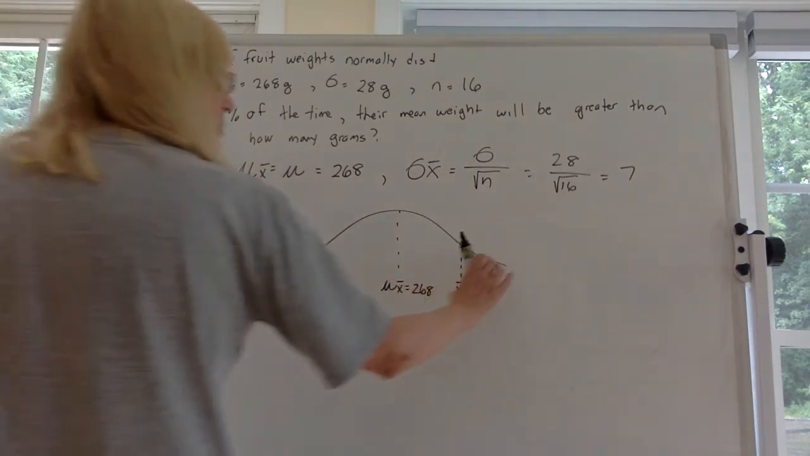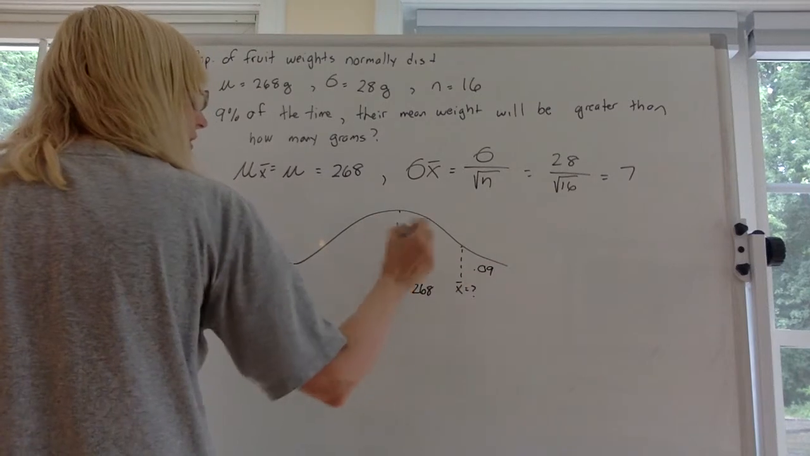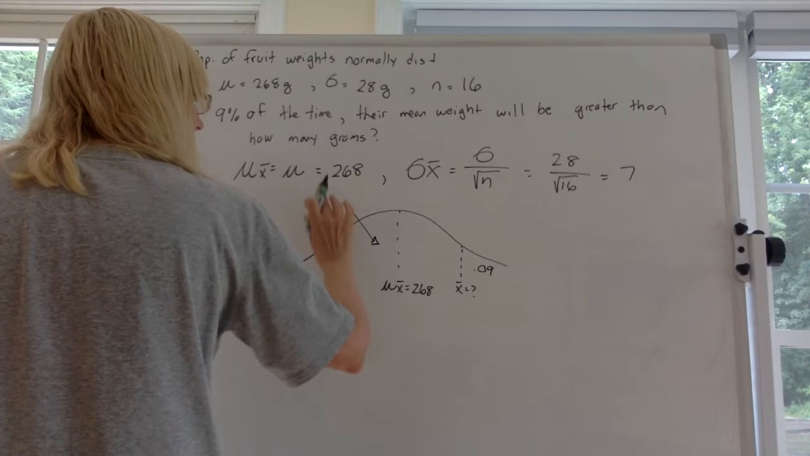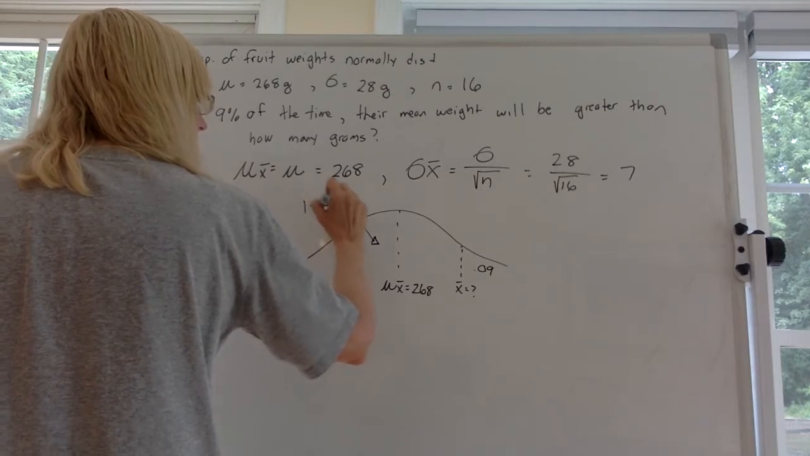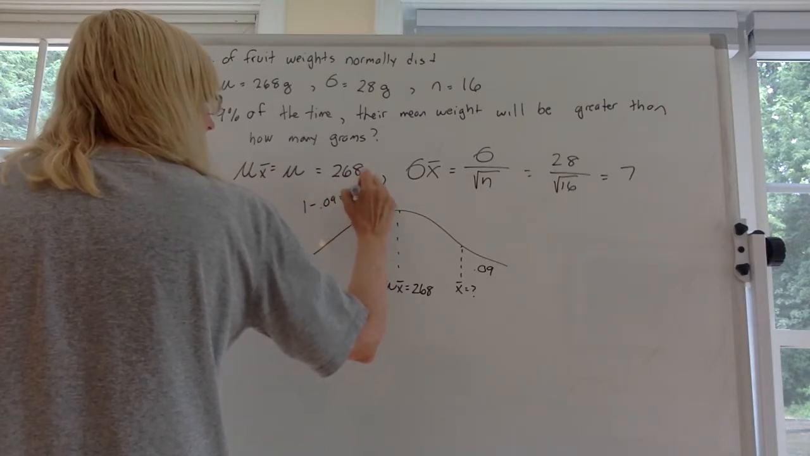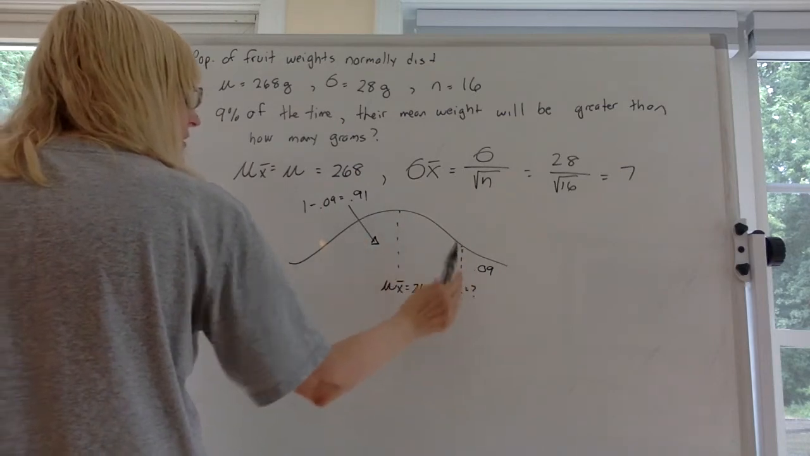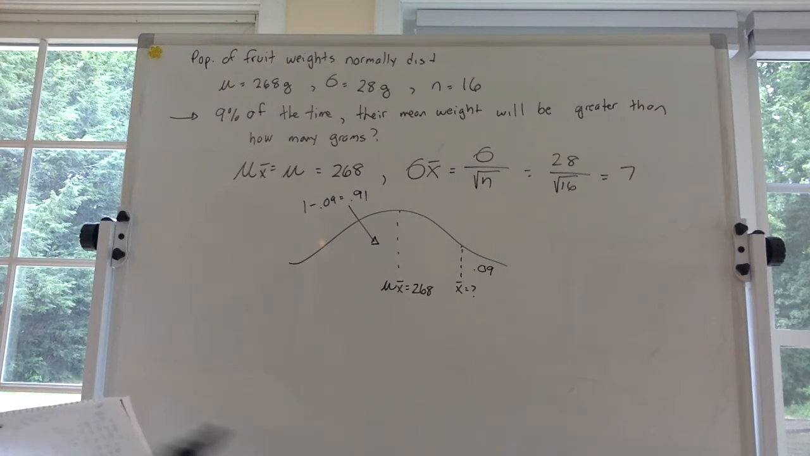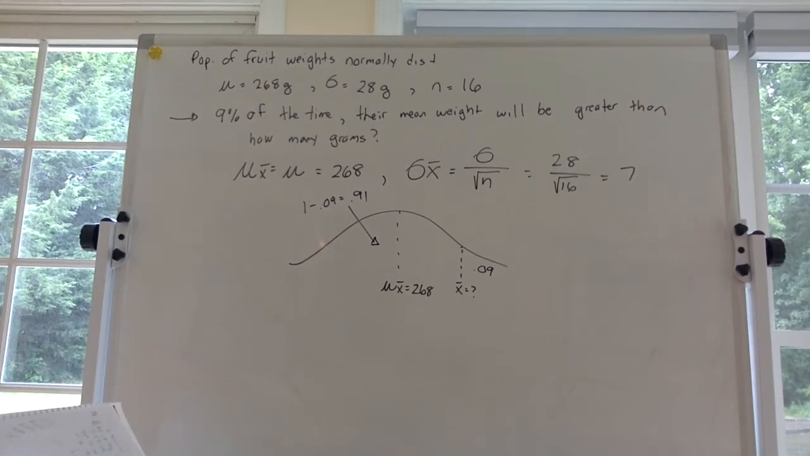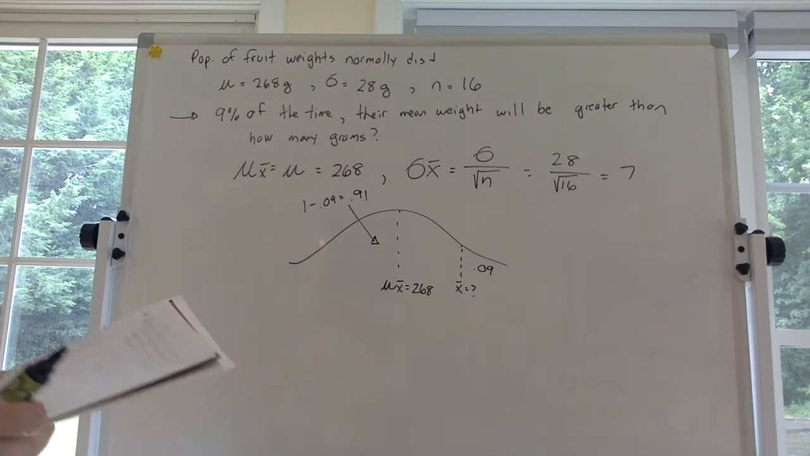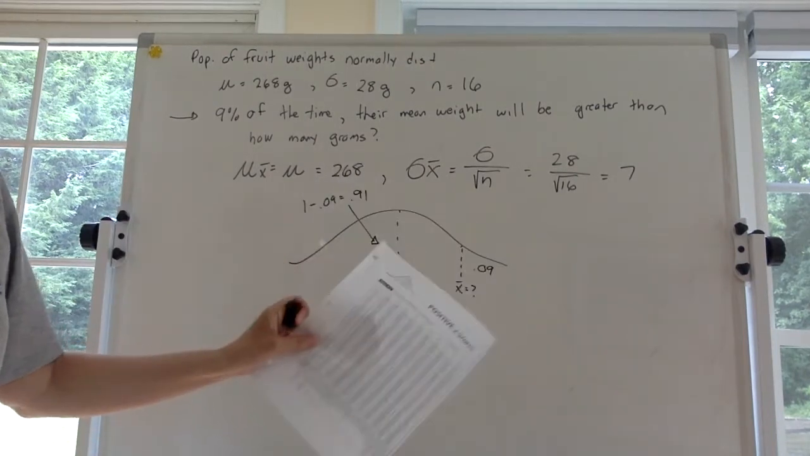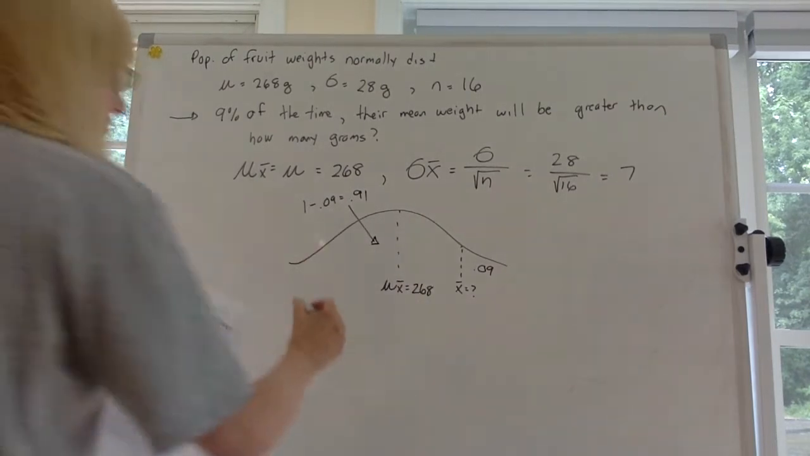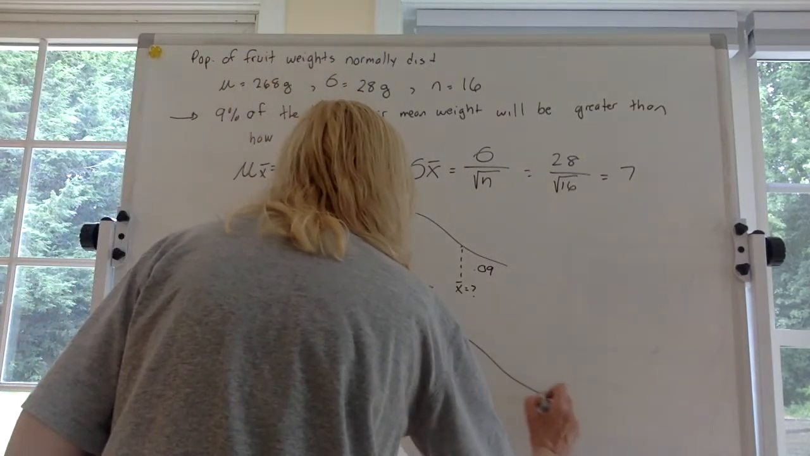So because this is 0.09 over here, and the whole area is 1, this area over here is 1 minus 0.09, which is 0.91. So this area is 0.91. We don't know what x bar is. When you know the area and you want to find the value that goes with it, that's when we have to whip up that table that I gave you. But the table that I gave you deals with z's. So let's deal with z's first.